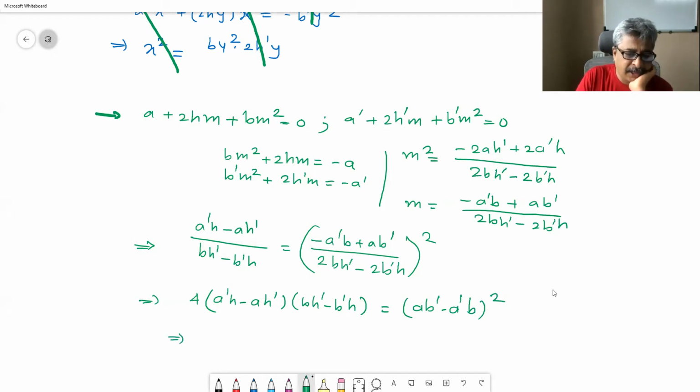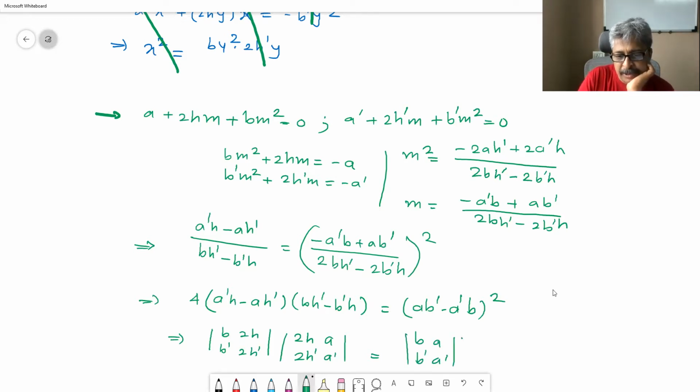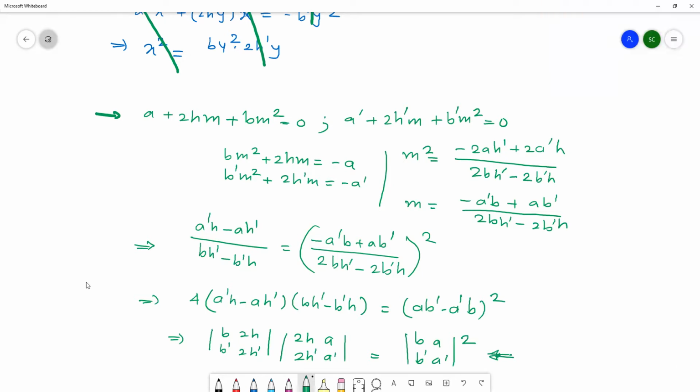Therefore, we can write it in the form: (2bh dash minus 2b dash h) into (2h a dash minus 2h dash a) is equal to (ab dash minus a dash b) whole square. I mean, this is the necessary and sufficient condition. Let me know if you have any doubt.